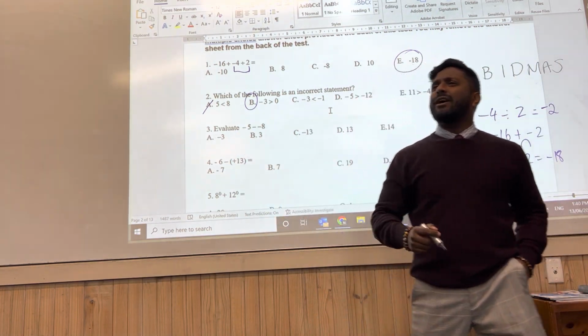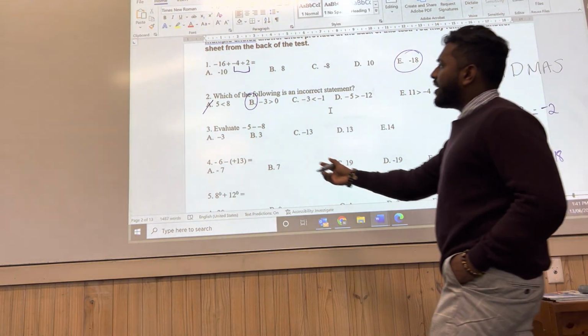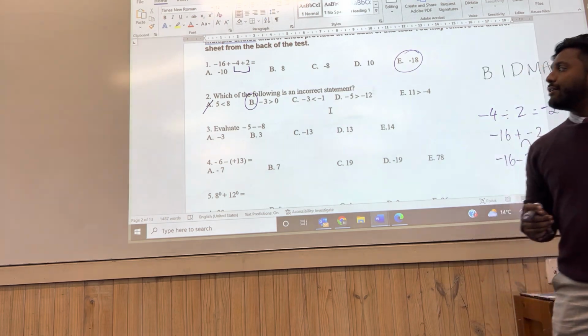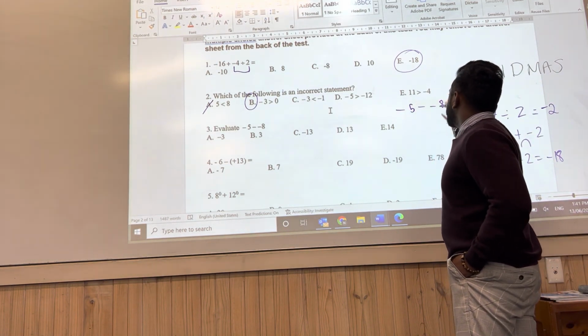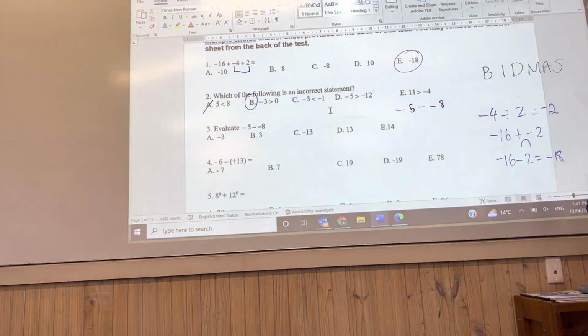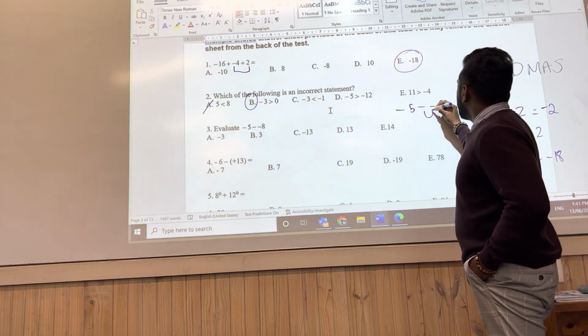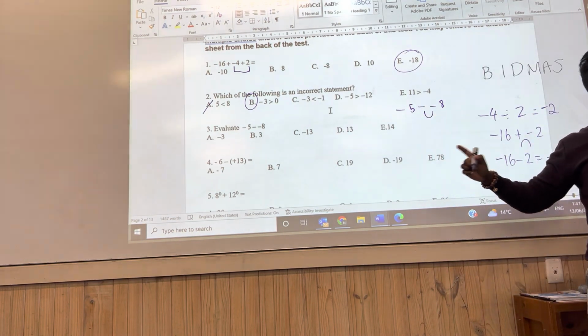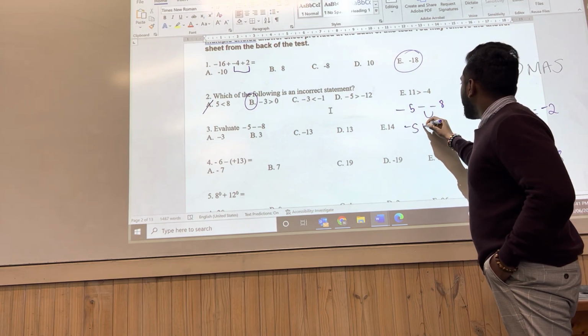What does the word evaluate mean? Yes. Solve. Yeah, just find out, simplify, okay? Find out the value of. So what does that mean when you see this question, negative 5 minus negative 8? What are you going to change these two to, Blake? Positive. Okay, well done. So why? Because they've got the same signs. So it's going to be positive, negative 5 plus 8.